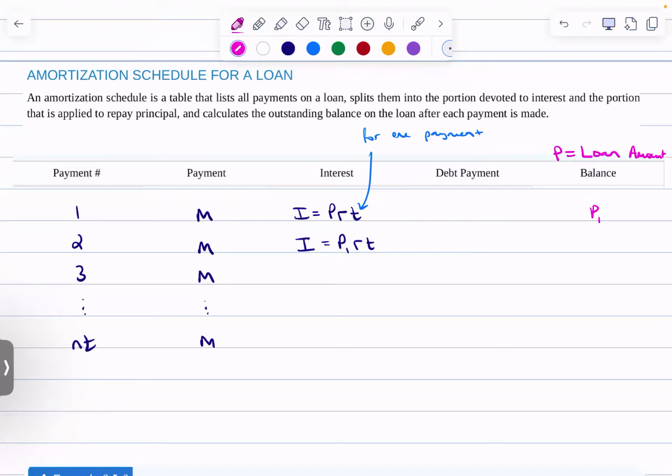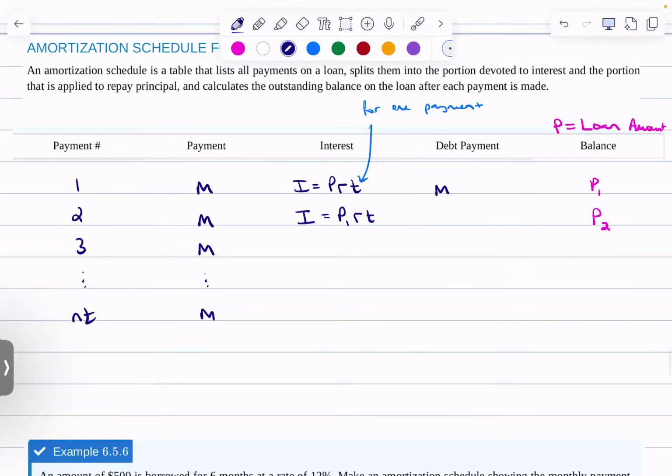So it's going to take that previous balance and calculate the amount of interest, and then you're going to get P2. Now, how do you find that balance? Well, you're making a payment of M, and the bank says, hey, first, we're not paying off your loan. We need this I first. So they take that, and whatever is left over is removed from your balance. So this becomes M minus I.